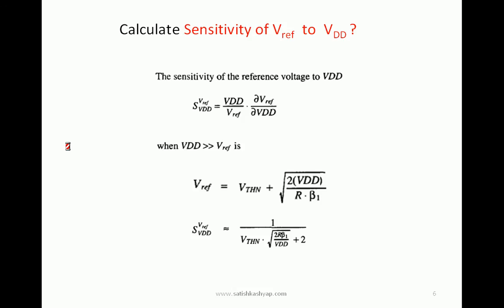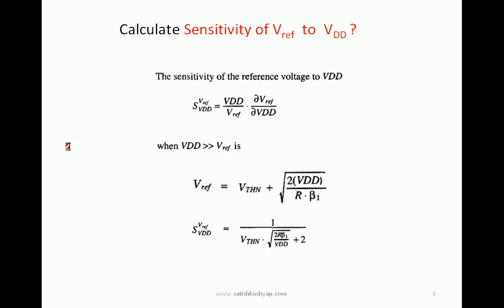Calculate the sensitivity of V reference to VDD. The V reference equation consists of a VDD term, that is, the reference voltage depends on the power supply. It also consists of the threshold voltage and the beta value. Beta is K into W by L, where K is the process transconductance, K is mu into COX. So as the process changes, V reference changes. As the power supply changes, V reference changes. And the resistor and transconductance are temperature sensitive, so as temperature changes, V reference changes. All of these are disadvantages for this circuit.